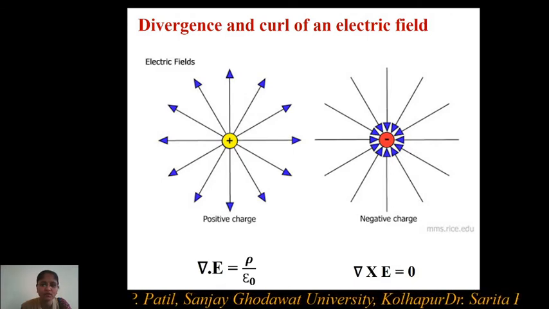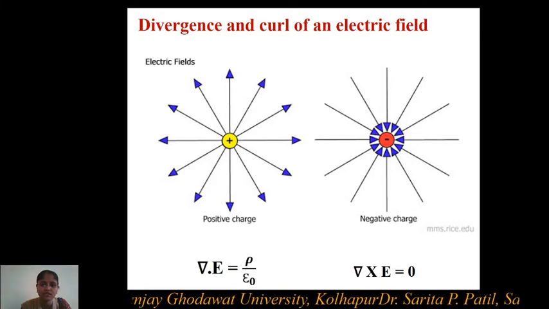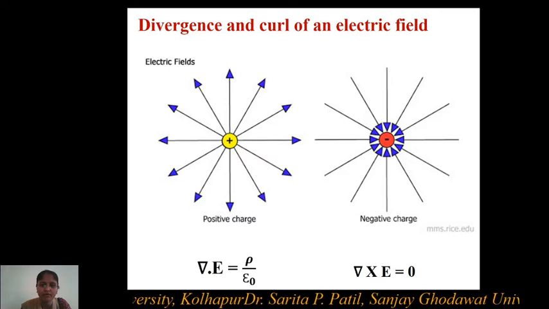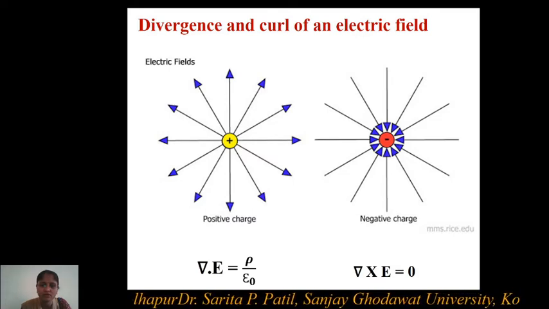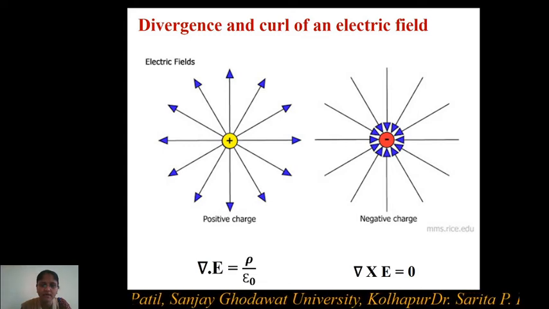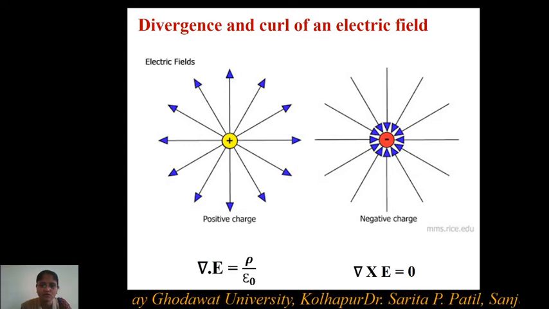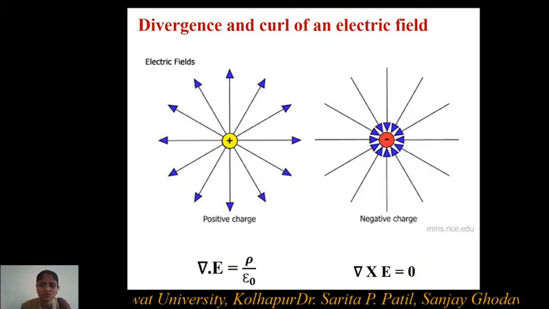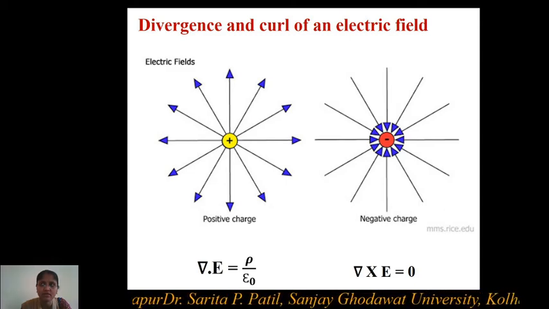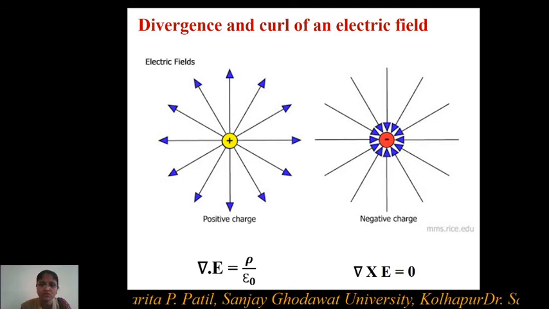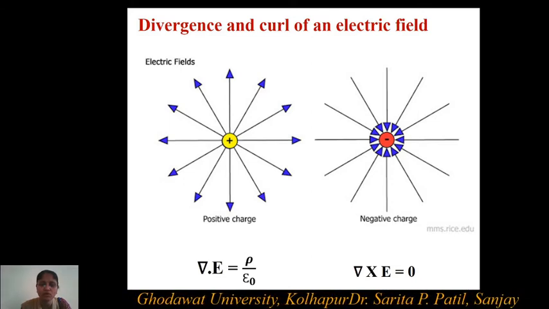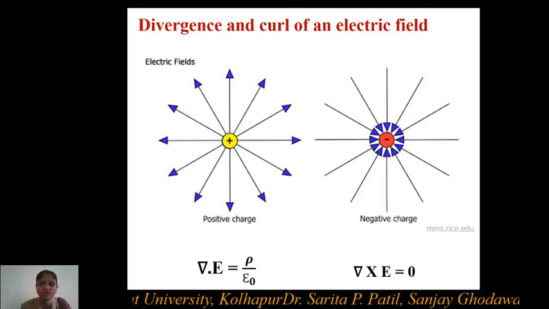However, I have shown one more expression here which indicates the curl of electric field. So this is again a del operator, then there is a cross sign, which is like a multiplication sign, and then again the electric field vector. This del along with the cross sign is called the curl of any vector. So here the vector is the electric field vector. So curl of electric field vector is equal to 0, it is always 0 in electrostatic field.